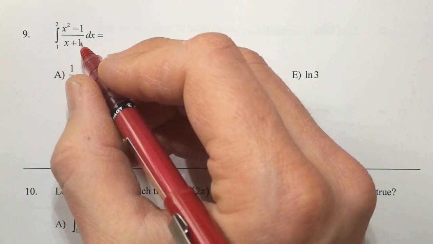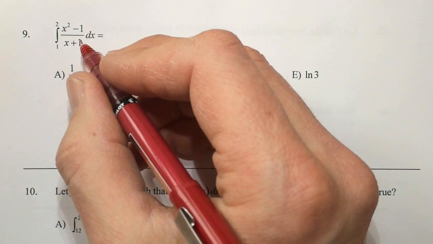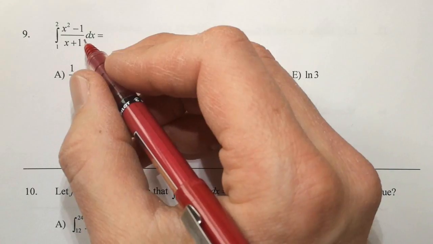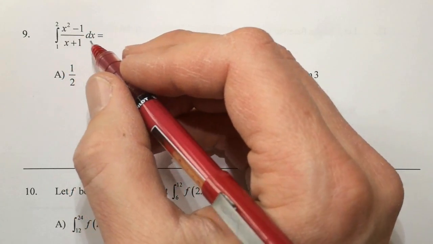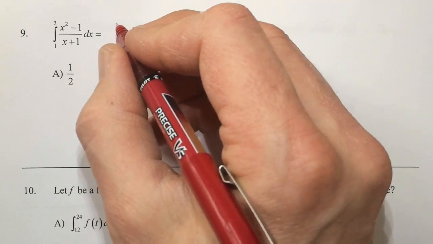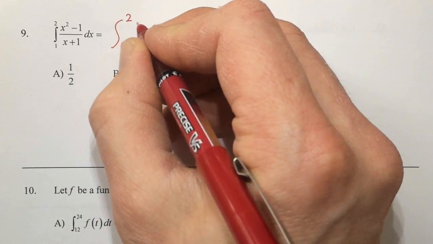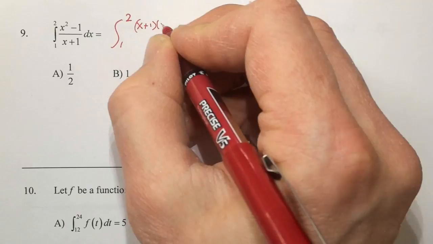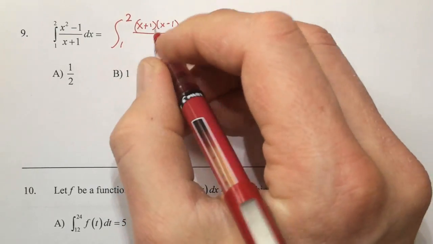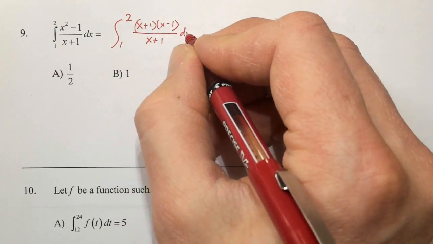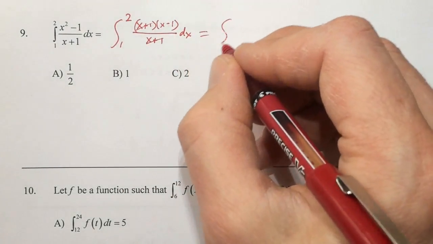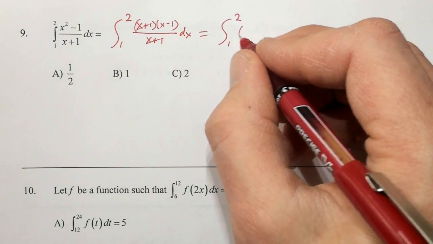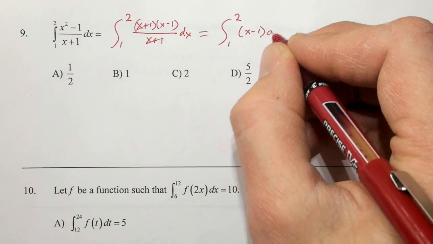Number 9 is another problem in which it looks like we need to use u substitution, but in fact we don't. We see x squared minus 1 over x plus 1, but x squared minus 1 is a common binomial which we know factors to x plus 1 times x minus 1 through the difference of two squares. Well, now our x plus 1s are going to eliminate each other, so this is really just asking for the integral from 1 to 2 of x minus 1 dx.